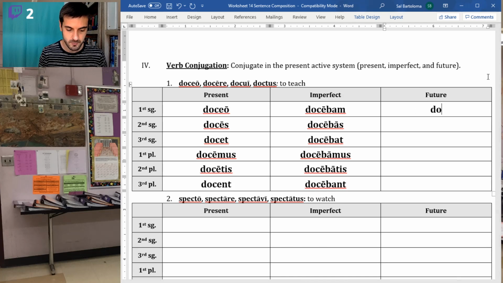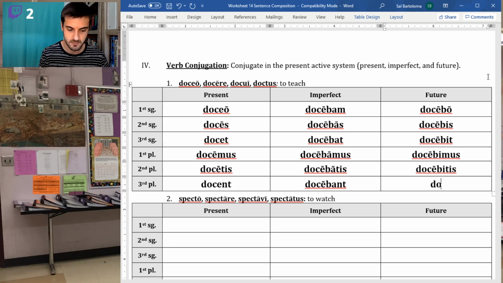And for the future, we have doce, bo for first and second conjugation. Docebo, docebis, docebit, docebimus, docebitis, docebunt. All right, so bo, bis, bit, that's our future for first and second conjugation verbs. And that's all we've done so far. So that's pretty much what you got.